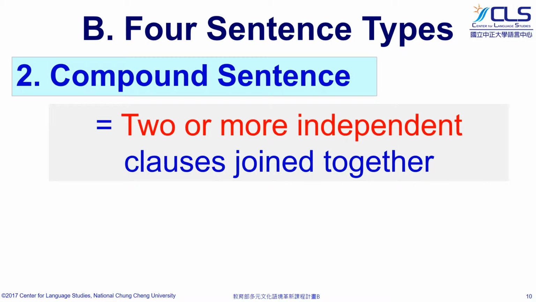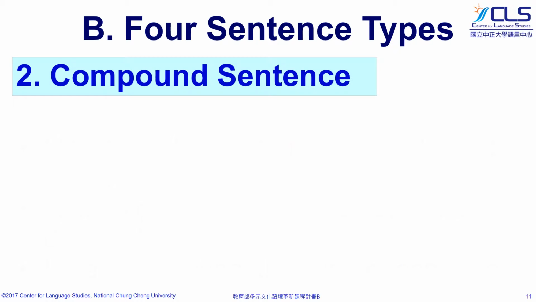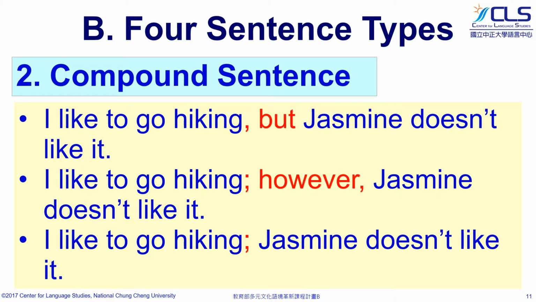Next, a compound sentence consists of 2 or more independent clauses, and the independent clauses can be connected in 3 ways: using a coordinating conjunction, a conjunctive adverb, or a semicolon. For example, to connect the 2 independent clauses, I like to go hiking, and Jasmine doesn't like it, we can use the coordinating conjunction but with a comma, a conjunctive adverb however with a semicolon and comma, or a semicolon only.